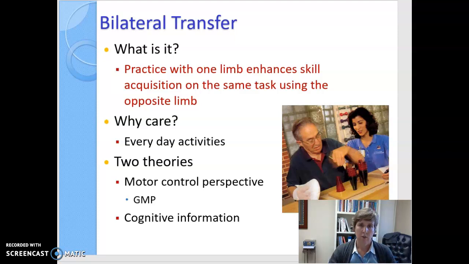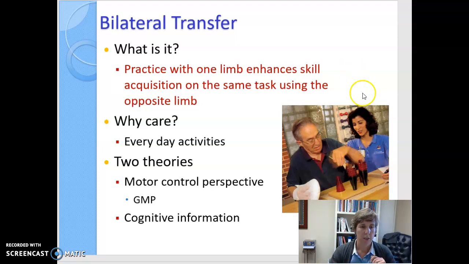So two theories that are associated with this bilateral transfer are the motor control perspective. So if I have a motor program that is in existence, then I am basically enhancing that program even though I'm not using the arm that is affected. Or cognitive information, because I'm processing and thinking how to do movement with my right arm, my left arm is also gaining some of those benefits.